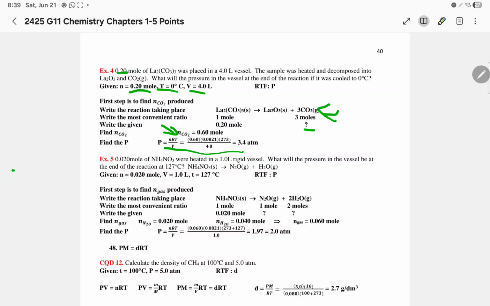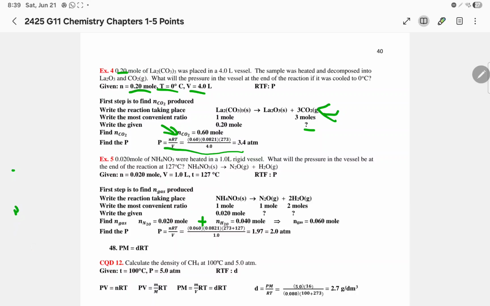Now next question. 0.02 moles of NH4NO3 were heated in a 1-liter rigid vessel. What will the pressure be at this temperature? And they gave you the reaction. Is it just the exact same thing? Guys, it's the exact same thing. You find the moles for both gases, you add them together. Like here, there's supposed to be a plus sign. You add them together, put them into your equation. Exact same steps. These questions have absolutely no new ideas in them.